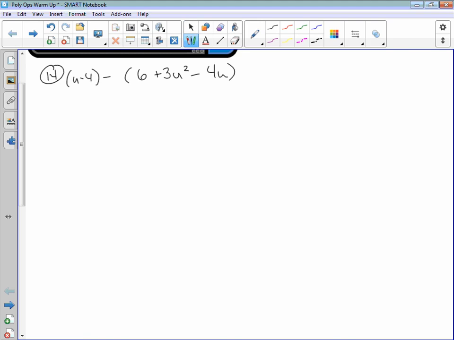So what I always do, and some of you guys can do it without this step, but it makes it easier for me, is I'm going to rewrite this, and instead of minus, I'm going to change it to plus. Now, I'm not allowed to just do that unless I alter something else. Really what I'm doing is I'm distributing that negative, right? So this is going to turn into negative 6, negative 3u squared, positive 4u. Once you're adding, I think the problem gets a lot easier.